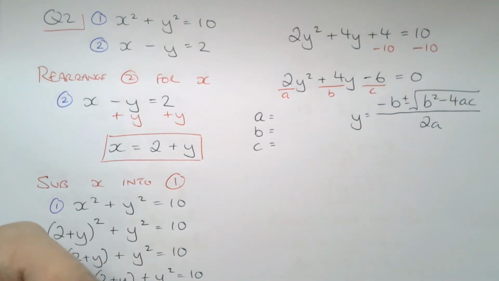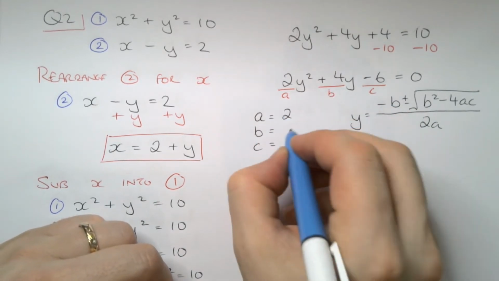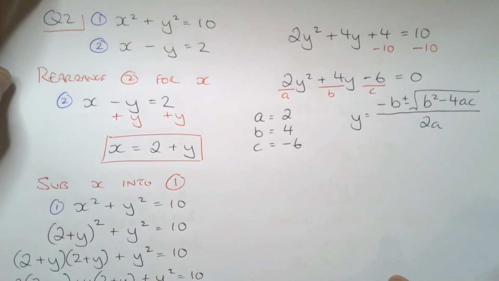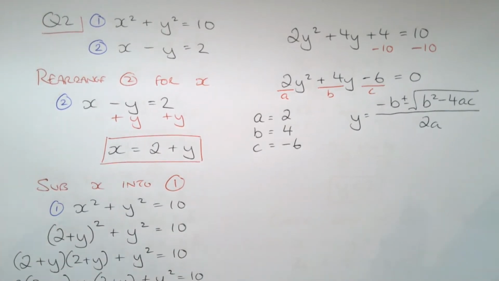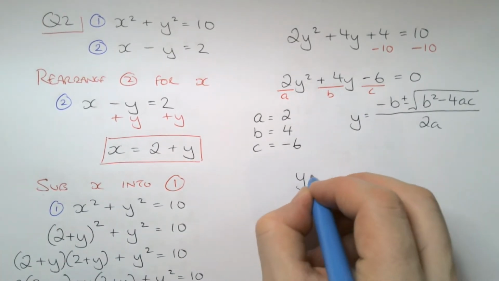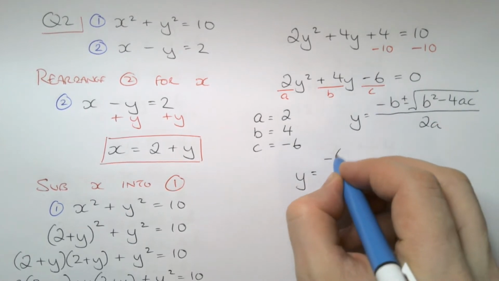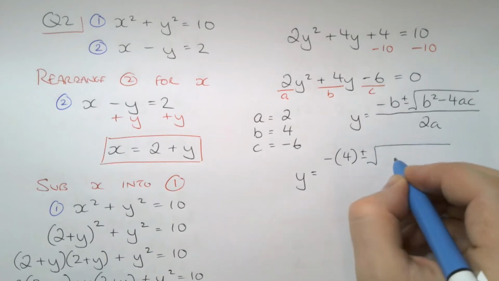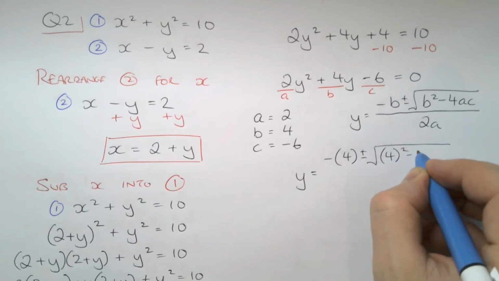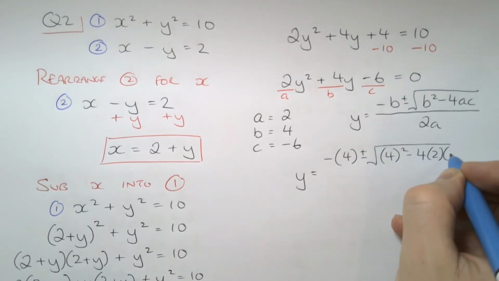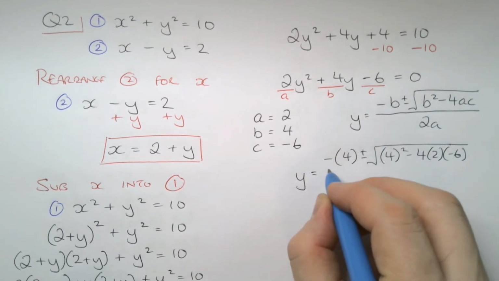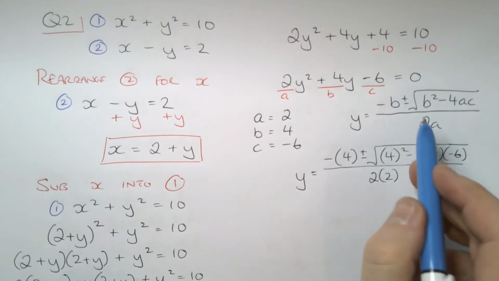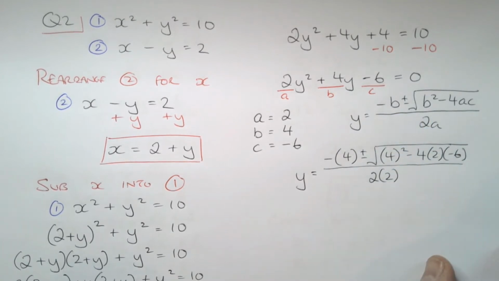So my a here is 2, my b is 4, and my c is minus 6. And be careful with that sign. Now, at this point, what I would do is show it filled in. So I'm going to say it's minus b, minus bracket 4, plus or minus the square root of 4 squared minus 4 by 2 by minus 6, all over 2 by 2. So I've replaced the b's, the a's, and the c's.